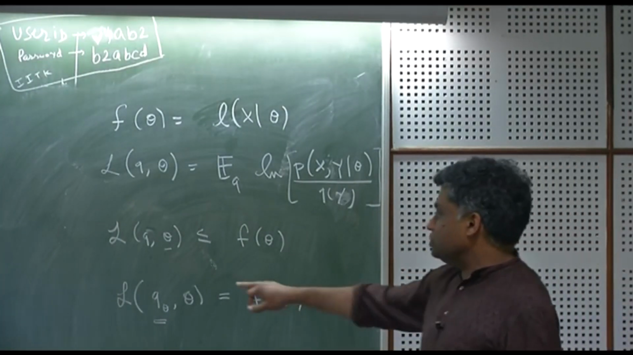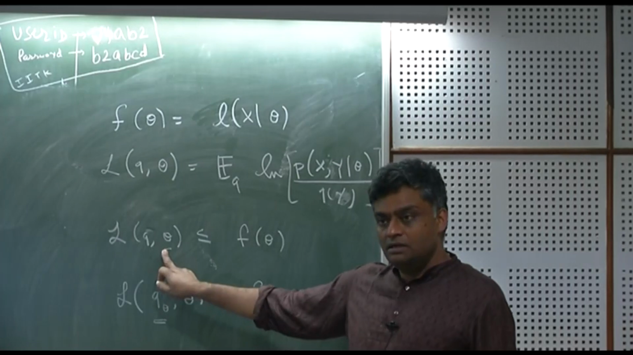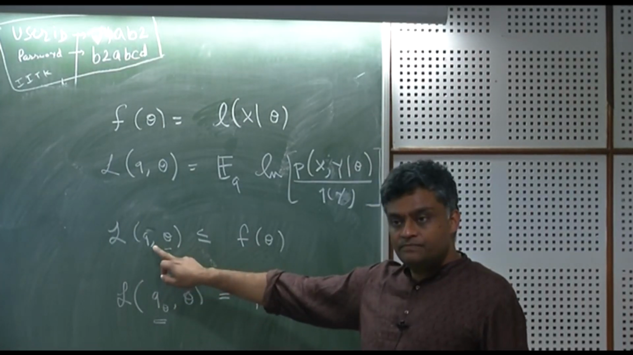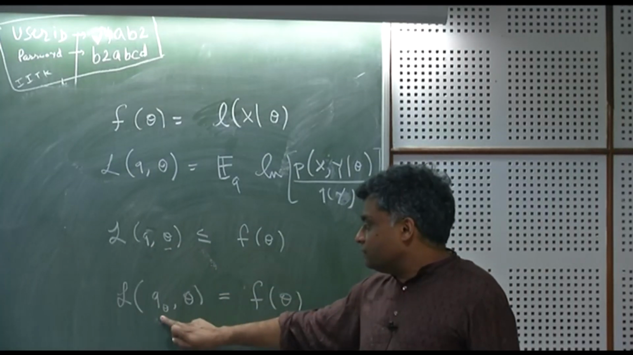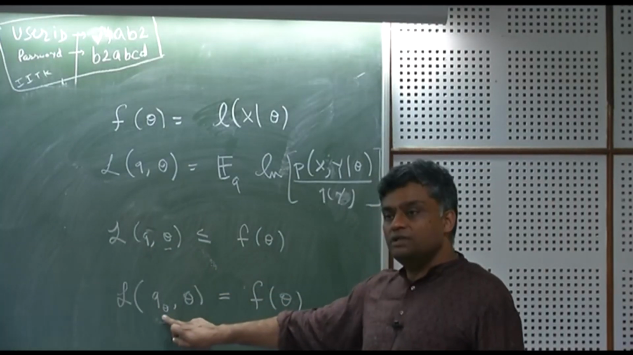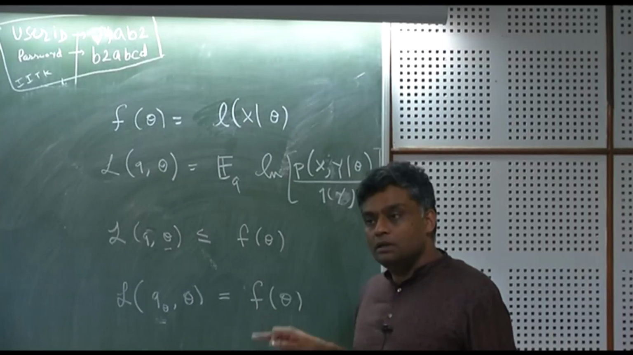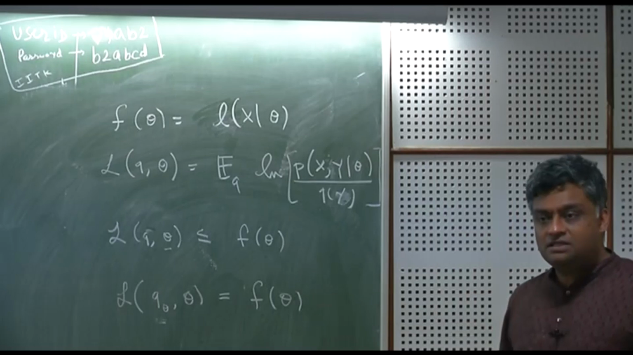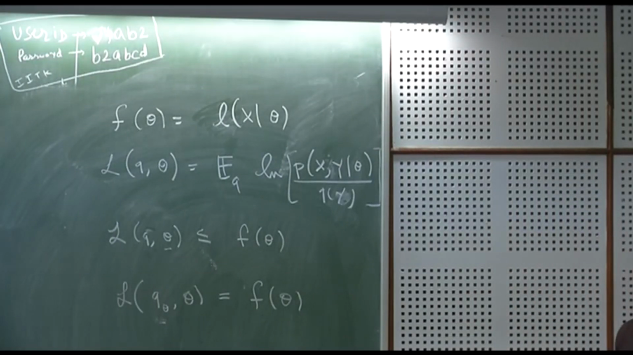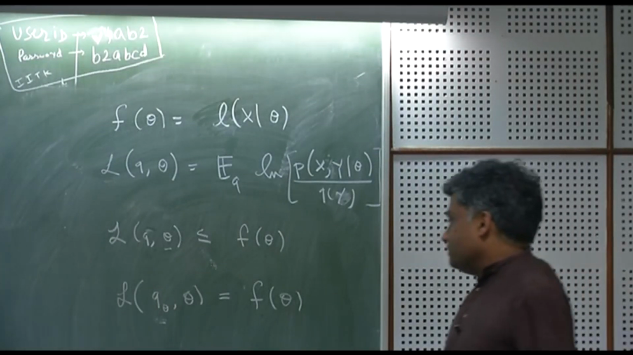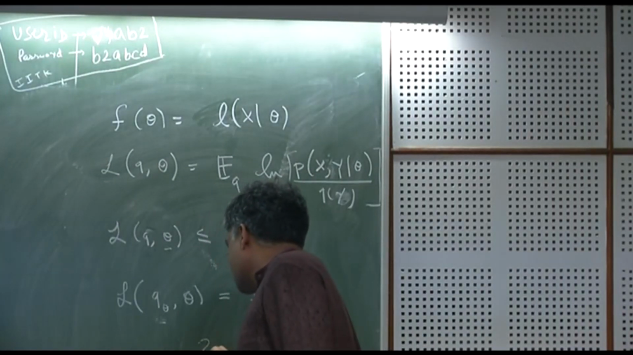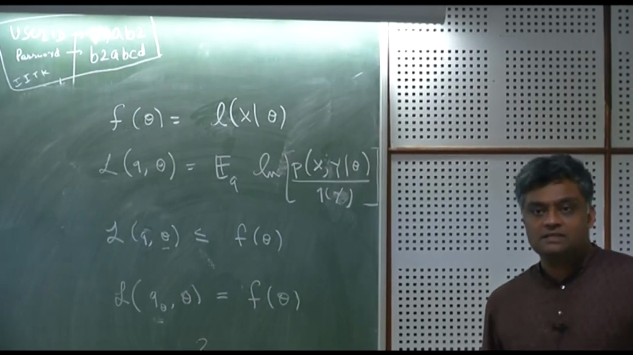I've got a family of functions in two variables, q and theta. No matter what value of q it is, this will turn out to be less. But there is a particular value of q, let me call that q theta, for which they are both equal. Given all the analysis that we have done today, what do you think is that q theta? What will be the distribution that will make things equal? What is your guess?